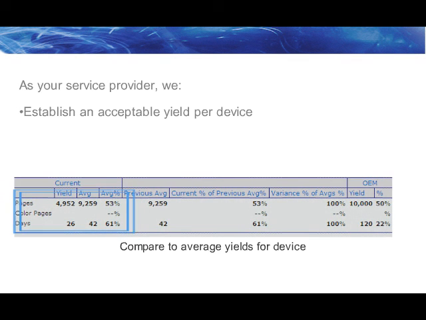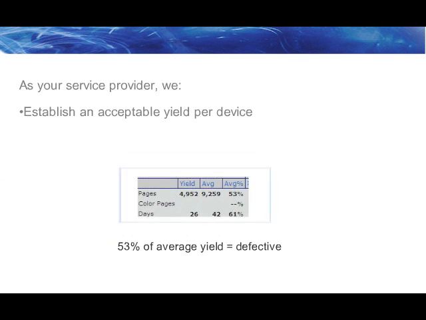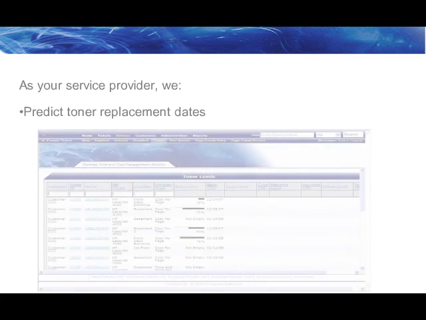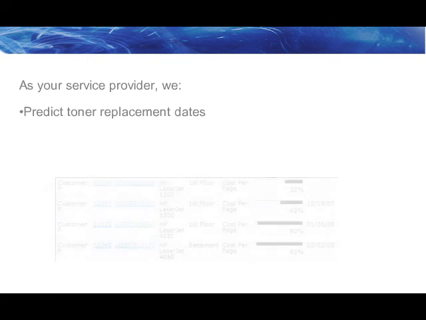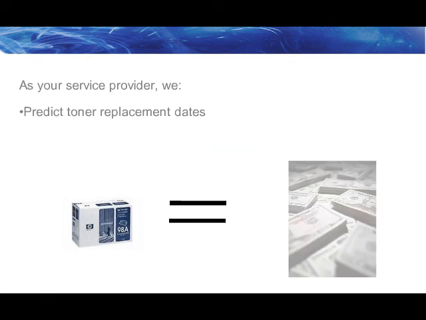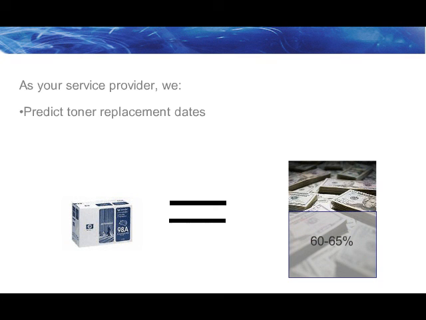Because we now know the acceptable yield for each print device, we can easily identify cartridges that don't perform up to expectations. Moreover, we can predict approximately when the cartridge will need to be replaced, regardless of the toner level. With toner purchases accounting for 60 to 65% of overall print expense, this information is vital.